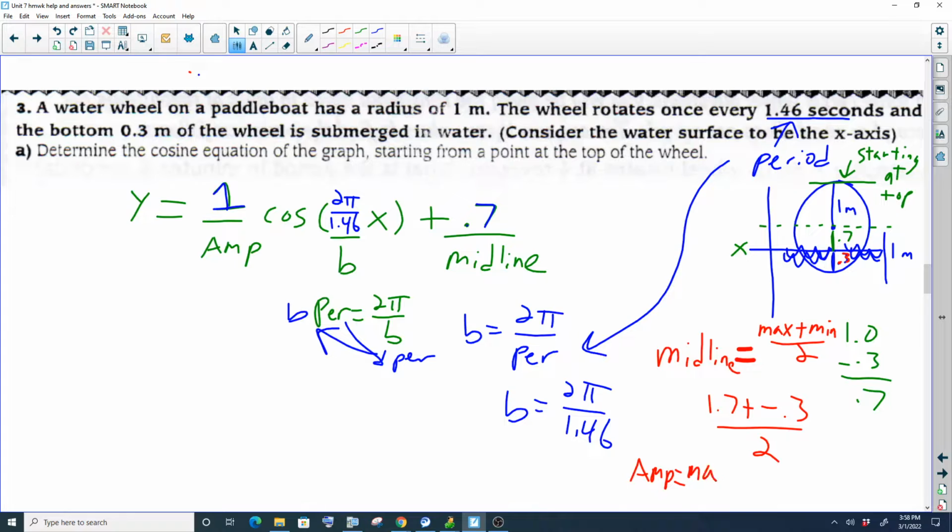Let's see if that works. The maximum we got was 1.7 minus the minimum, negative 0.3. A negative with a negative is a positive, and 1.7 plus 0.3 is 2. And 2 divided by 2 is just 1, which is our amplitude. It works. So again, maximum minus the minimum divided by 2 is the amplitude.